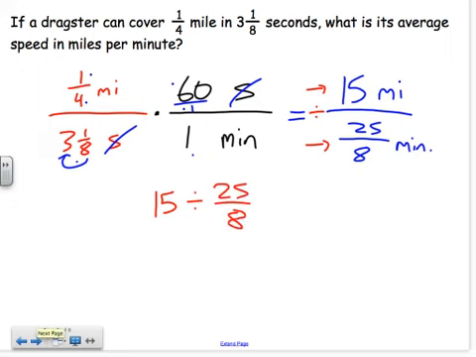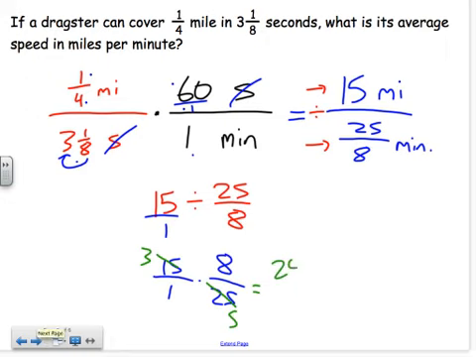And we never divide fractions, so we multiply by the reciprocal. And this is 15 over 1 multiplied by 8 over 25. Well, that works out nice because a 5 goes into a 15 and a 25, 3 times and 5 times. So we're left with 24 over 5, which would be 4 4/5 miles per minute. And I didn't even need a calculator for all that.